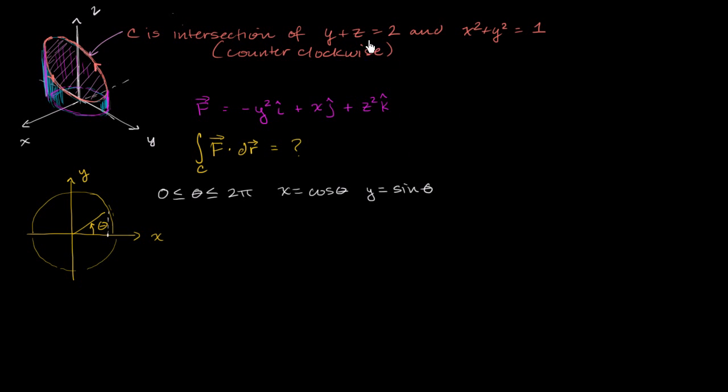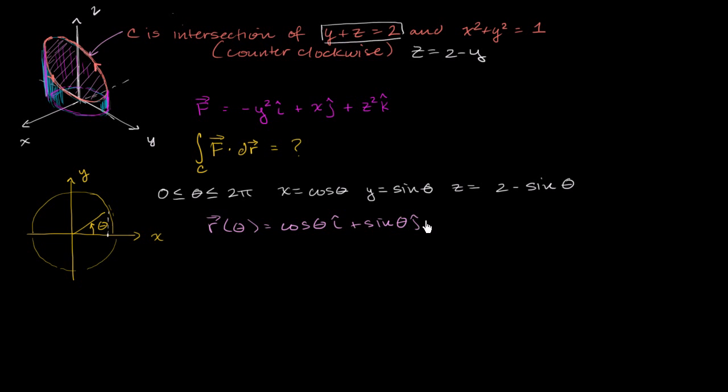And then z, how high we have to go, we can use this constraint to help us figure it out. y plus z is equal to 2, or we could say that z is equal to 2 minus y. And if y is sine theta, then z is going to be equal to 2 minus sine theta. And so we're done. That's our parameterization. If we want to write it as a position vector function, we could write r, which is a function of theta, is equal to cosine of theta i plus sine of theta j plus 2 minus sine of theta k.